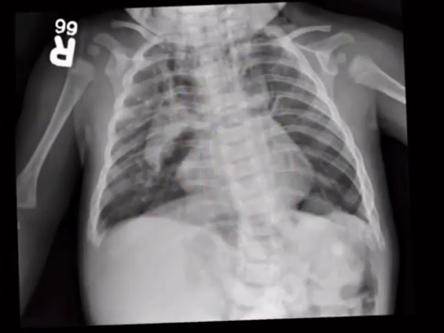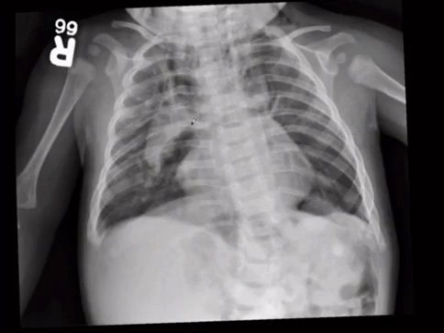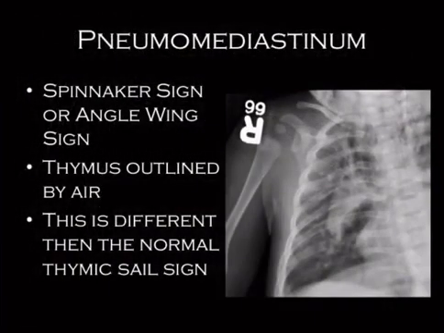All right, next case. So another chest x-ray. This one's funny looking, right? We've got this sort of elevated looking thing, the thymus is elevated and sail shaped, but not just any sail. This is a spinnaker sail, or an angel wing sign, some people will call it. It's basically air outlining the thymus. This is a known sign for pneumomediastinum.